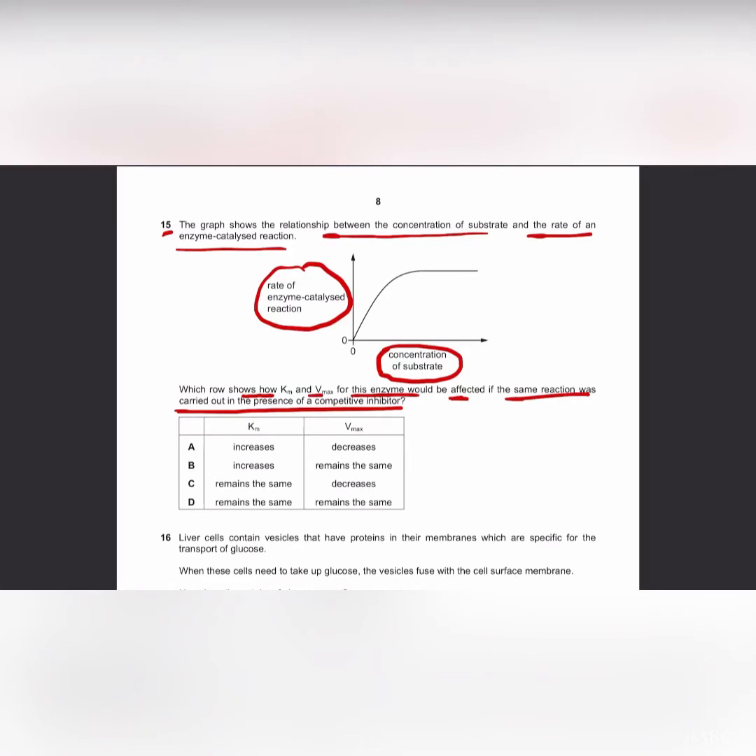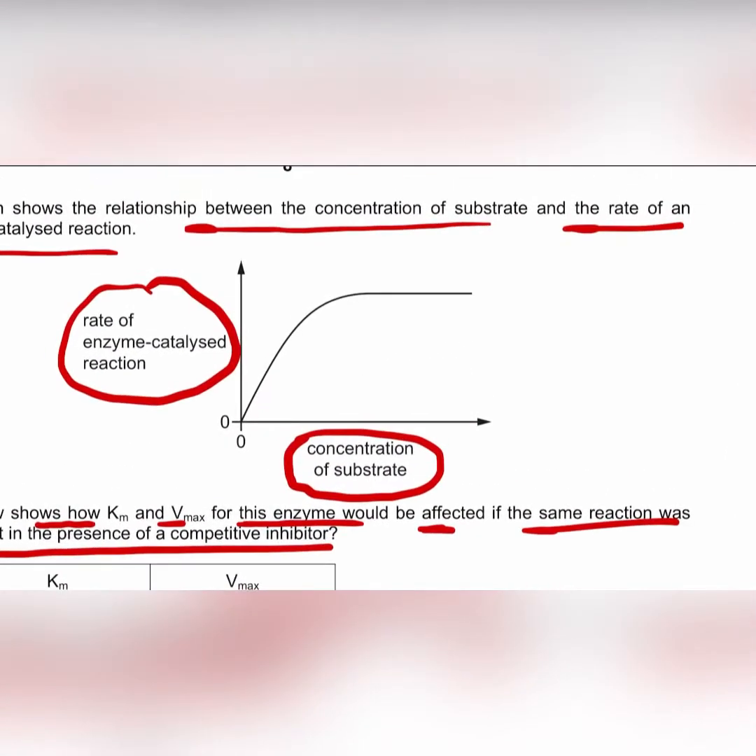Guys, always remember that if a competitive inhibitor is used, what are the changes in the graph? The graph somewhat becomes like this. So what we observe is that the Vmax stays the same. Vmax is the maximum initial rate of reaction. It stays the same with a competitive inhibitor.